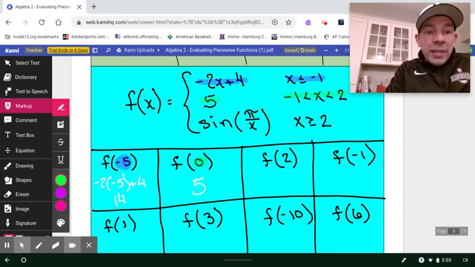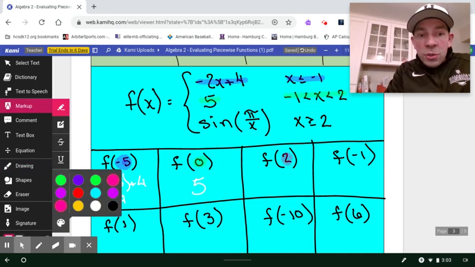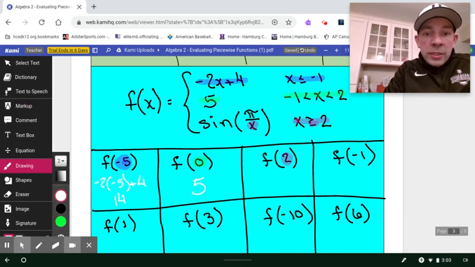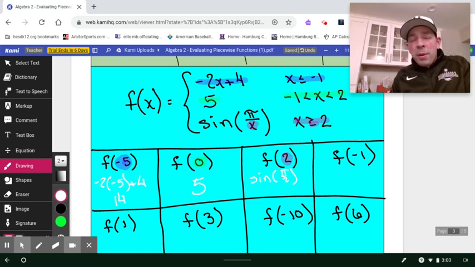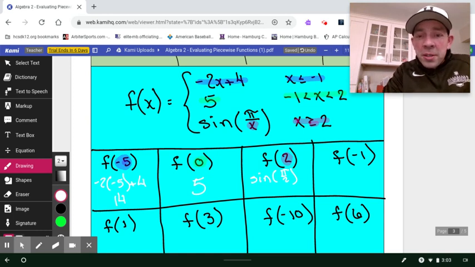Okay, moving on here. I got x equals 2. Because of the equal sign, I think it satisfies this domain right here. I'm going to substitute the 2 right there. So sine of pi over x is my active function. So pi over 2. We may have to check our notebook. It's probably been a little while since we did our trig values, but that's going to be 1.